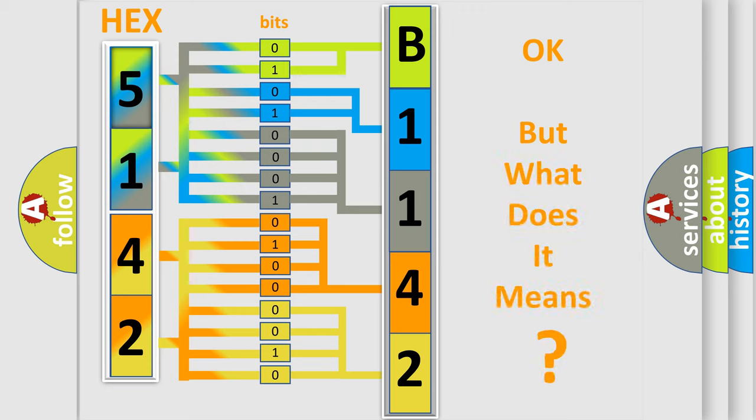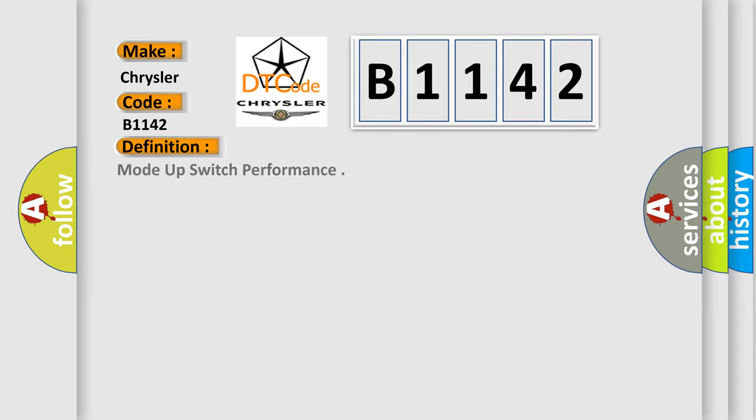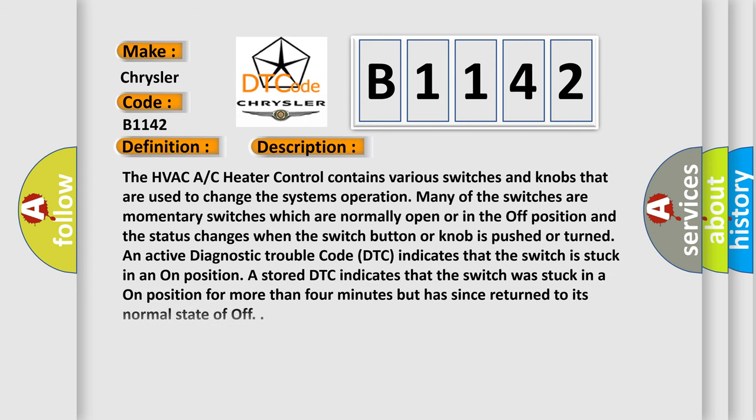The number itself does not make sense to us if we cannot assign information to what it actually expresses. So, what does the Diagnostic Trouble Code B1142 interpret specifically for Chrysler vehicles? The basic definition is mode up switch performance. And now this is a short description of this DTC code.